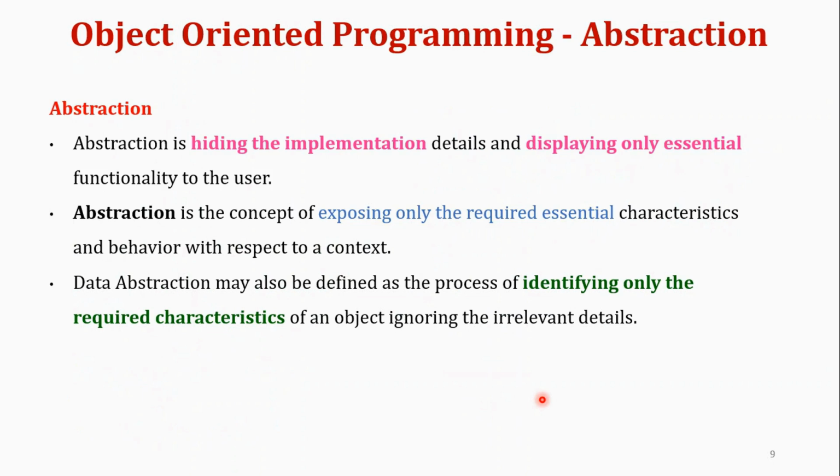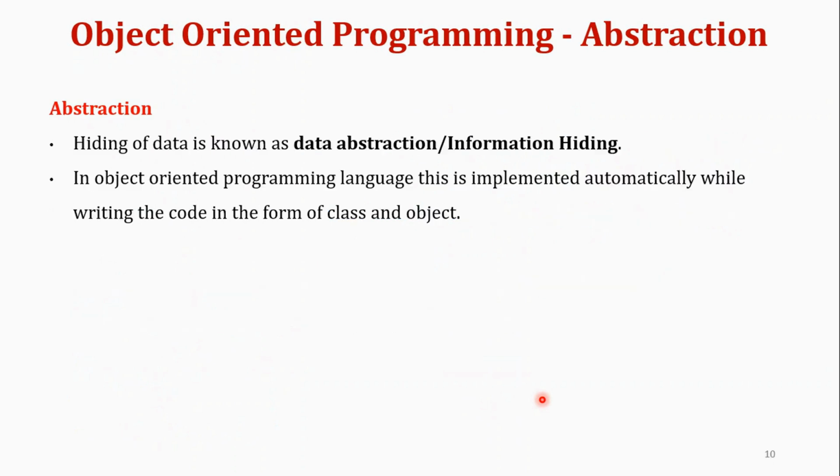And let us see abstraction. Already, in the beginning of the class, we discussed the OOPS introduction. Abstraction means hiding the implementation and showing the essential details to the user. That is what abstraction is: identifying only the required characteristics of an object and ignoring the unwanted details. That is the aim of abstraction. The other name for abstraction is information hiding or data abstraction: hiding the implementation and displaying the necessary details to the user.